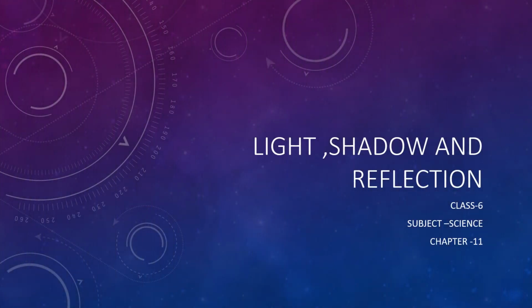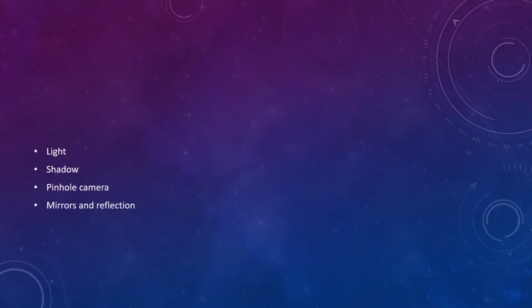Hello children, today we will discuss chapter number 11 from our science textbook. The name of the chapter is Light, Shadow and Reflection. We will discuss light, its properties, shadow, pinhole camera and a brief introduction about mirrors and reflection. So let's get started.